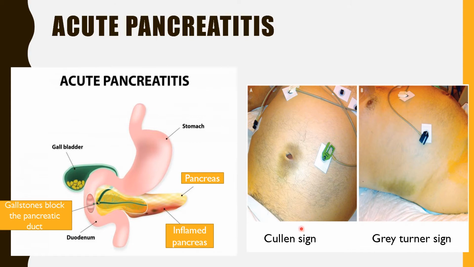If there is this condition, you can find clinical signs, Cullen sign and Gray Turner sign. In Cullen sign, there is ecchymosis around the umbilicus, whereas in Gray Turner sign, there is ecchymosis around the flanks. So the gallstones have led to this condition called acute pancreatitis, meaning swelling of the pancreas because the gallstones have blocked the path of the pancreatic duct.